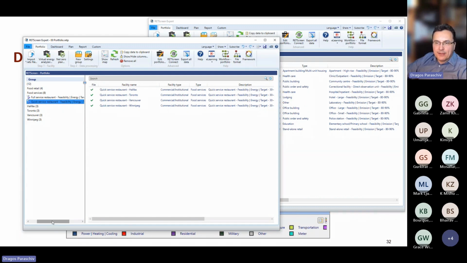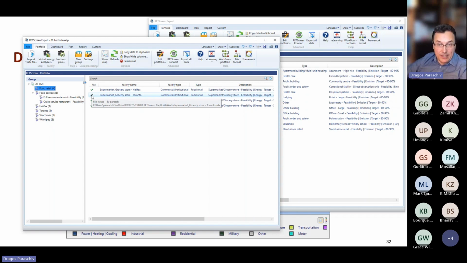So we created 4 of each of these archetypes by just changing the location. These 4 stores are based on the same archetype, just with different locations: Halifax, Toronto, Vancouver, and Winnipeg. You may notice that one of the files, the one in Toronto, I have open on my computer. It is the file that I showed you for the feasibility analysis for the grocery store.